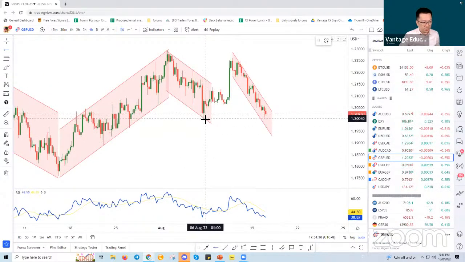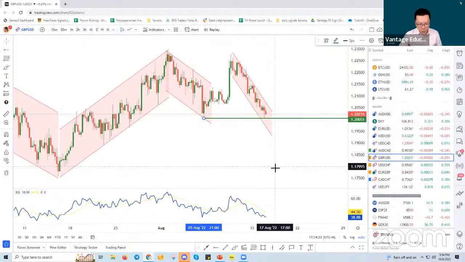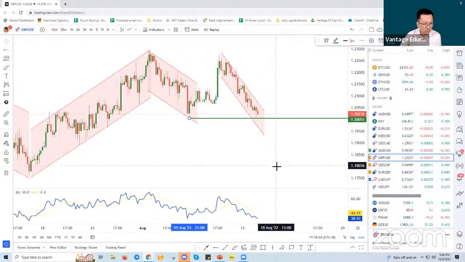At about this level here, 1.2. If price breaks below 1.2, we could see further downside. What I would also be looking for is if we can see any possible divergence, right? Any possible divergence to push price lower.